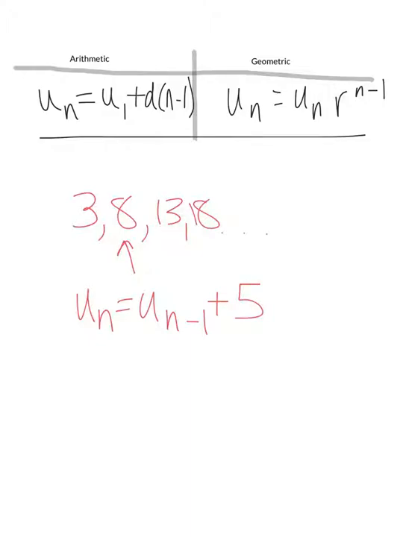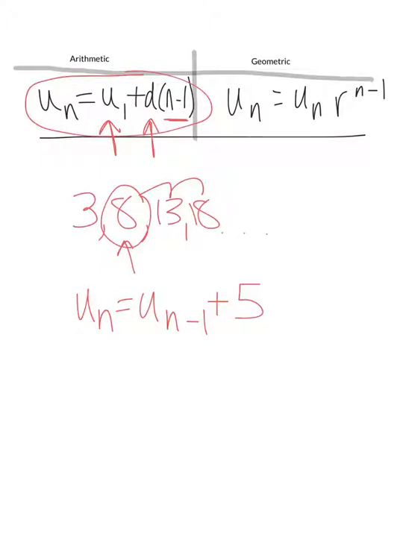Which means if you were on this term and you wanted to know 2 terms ahead, you would add 5 twice. Makes sense? So at any point, you could use this by saying, if we just take the first term, add our difference, and multiply it by 1 less time. Does that make sense? Then the formula becomes really easy.